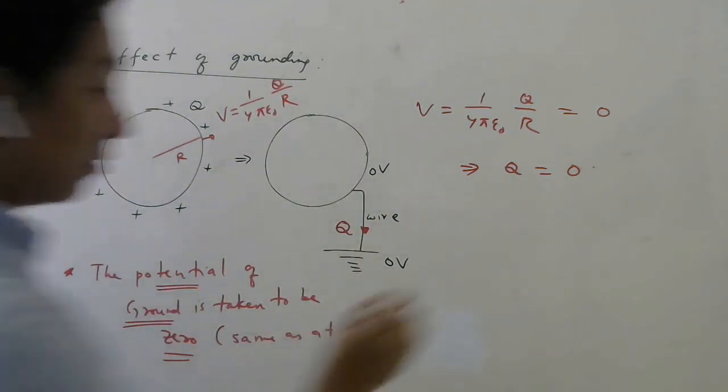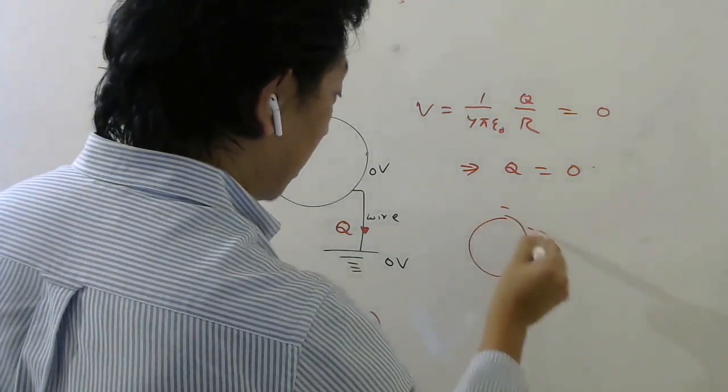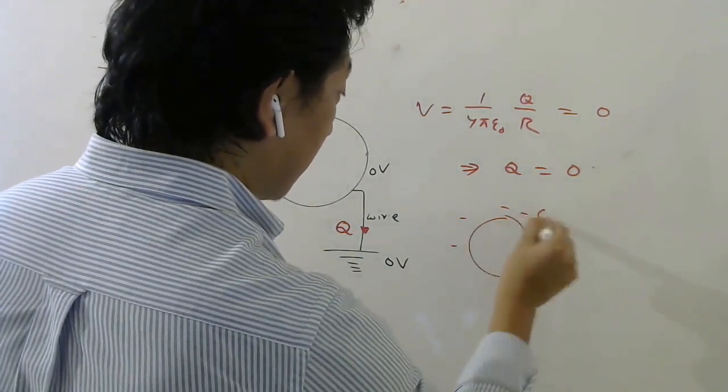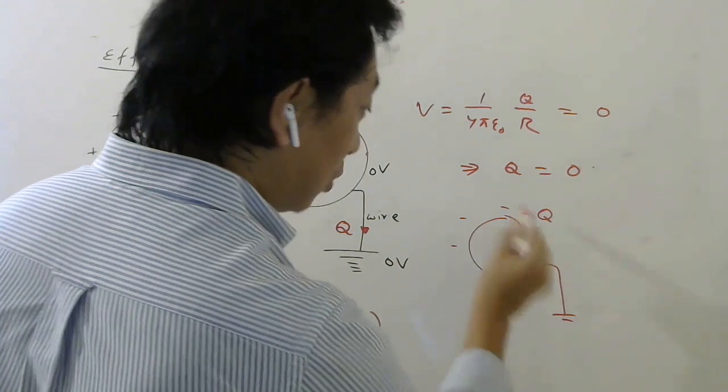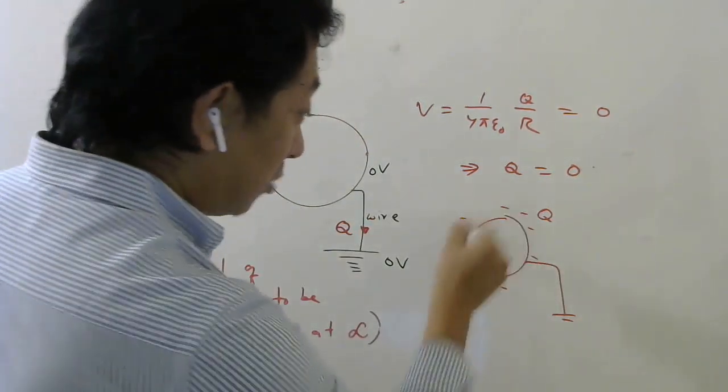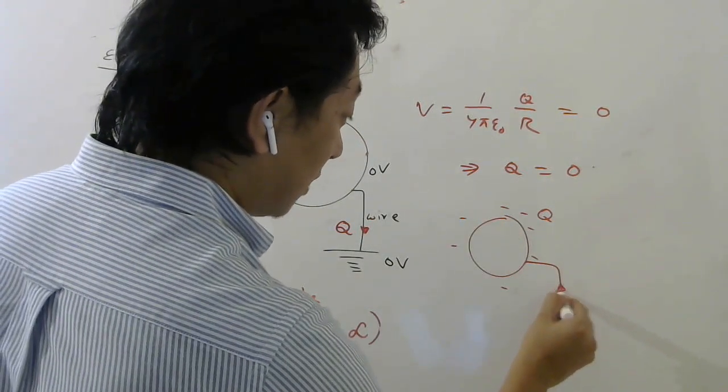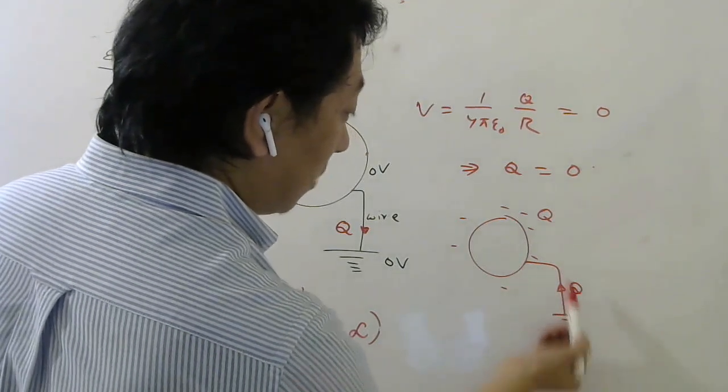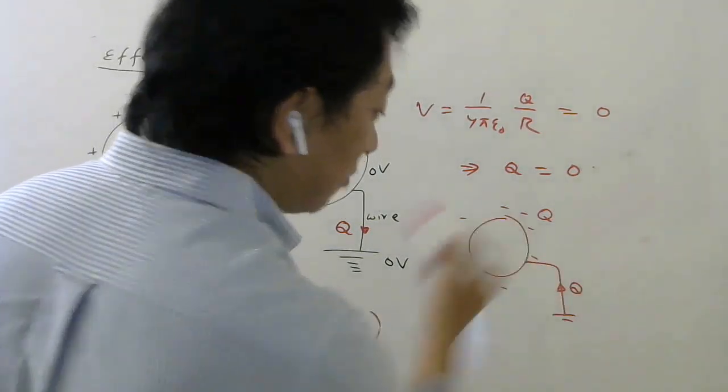Understood, students? What I'm saying is, if it was minus q charge, and once you connect it to ground, it should have 0 potential. So charge on this should be 0. How will it be 0? If plus q comes this way. So when plus q adds with minus q, total charge will be 0.